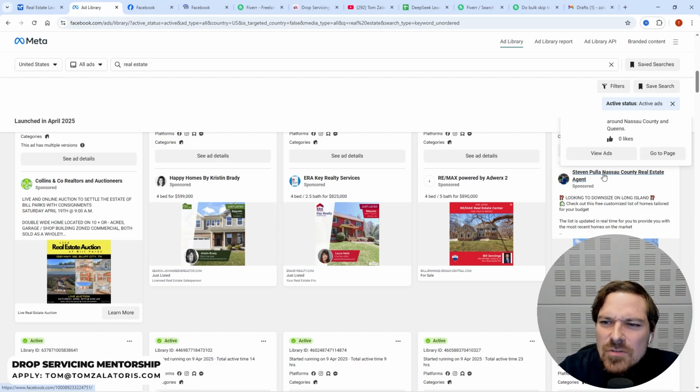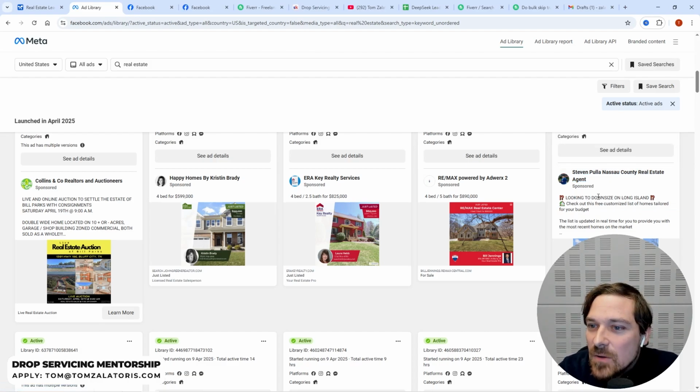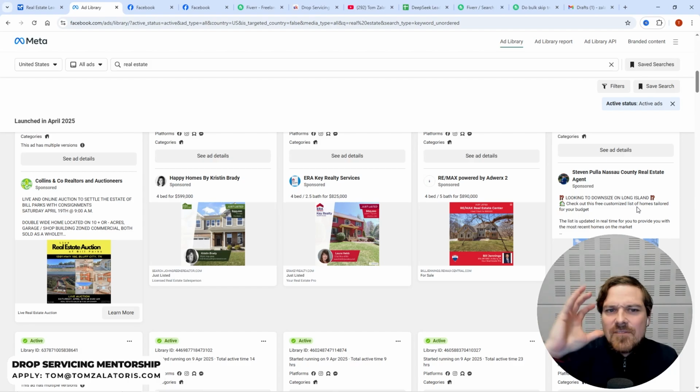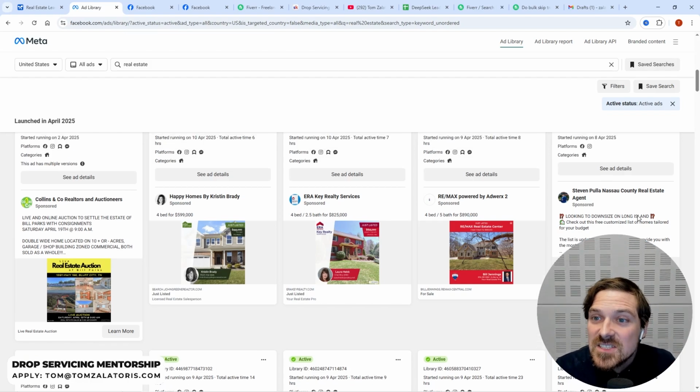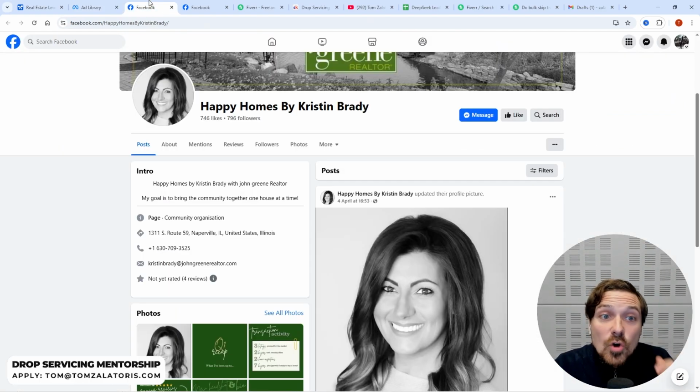Look at this one, 0 likes, okay? Looking to downsize on Long Island. So he's looking specifically for people who are currently looking to downsize. So they have a bigger house and they're looking to get into a smaller house. They probably have some problems with paying their mortgage. Maybe they're struggling with credit and stuff like that. Okay, so let's check out those profiles that are running these ads.